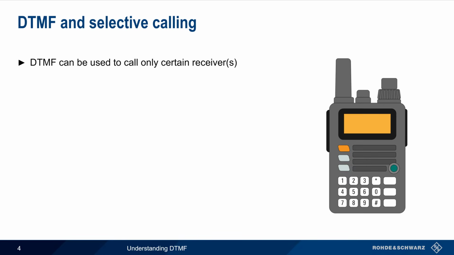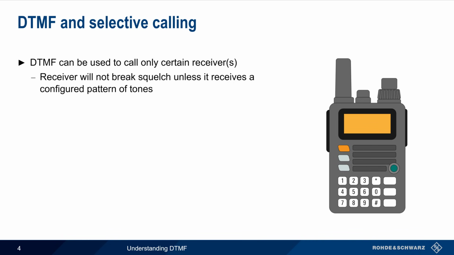The primary use of DTMF tones in radio applications is for calling or addressing only certain receivers. The receiver is configured not to break squelch unless it receives a configured pattern of DTMF tones, in most cases between 2 and 7 digits.